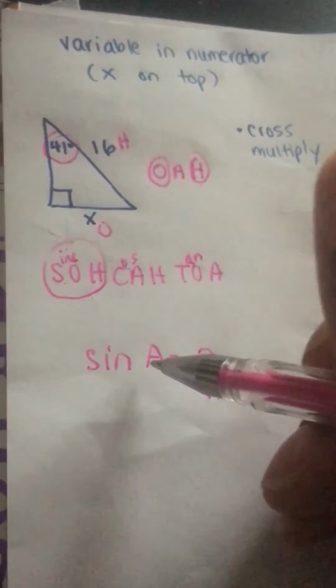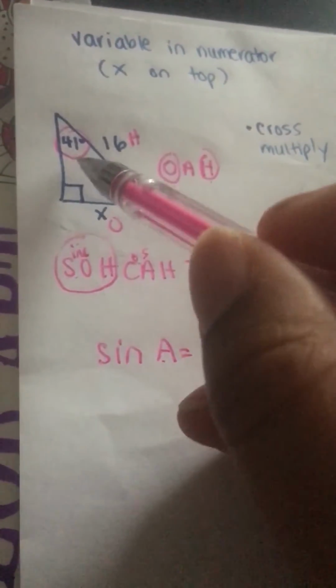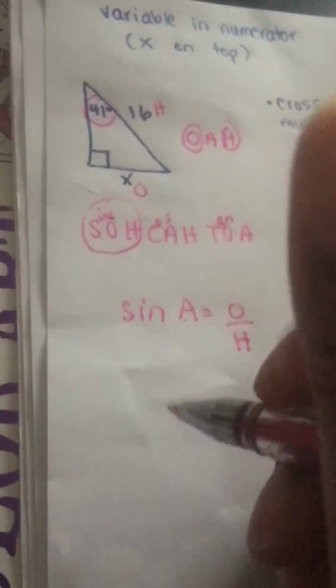So now we're going to replace each of these three things with the information from the picture. So A stands for angle. It does not stand for anything else on this side. So we have the sine of the angle, which is 41, equals opposite, which was X, over 16.